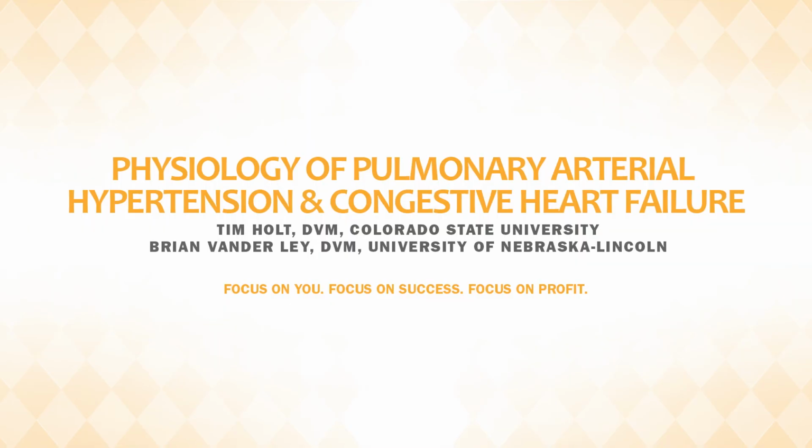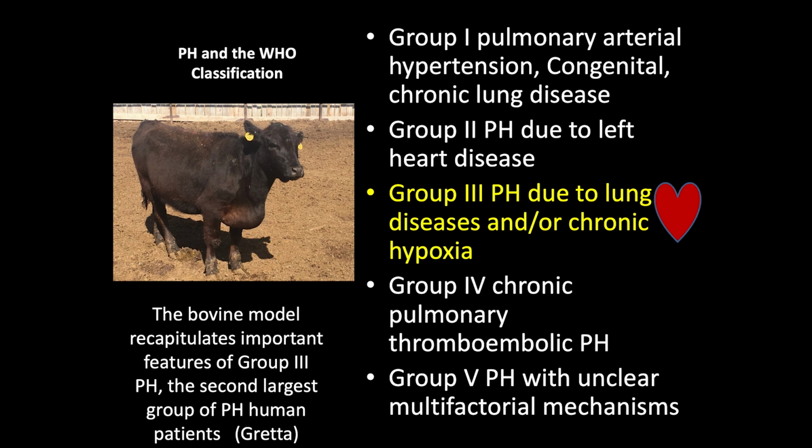When you look at pulmonary hypertension, that's what we're talking about, right? Because pulmonary hypertension leads to cardiac failure. When I look at that and you look at the human literature, there are 5 types of pulmonary hypertension. The big one that we're going to look at is group 3 pulmonary hypertension, if there is a problem with the lungs, and usually it's chronic hypoxia.